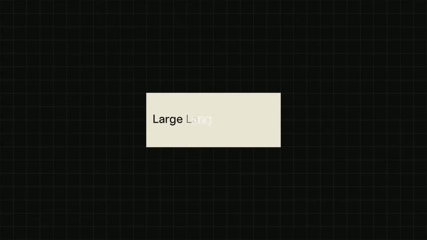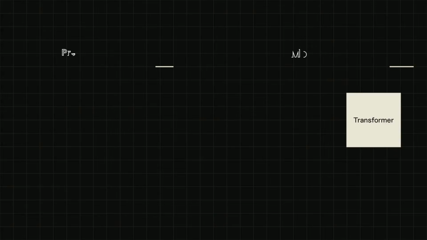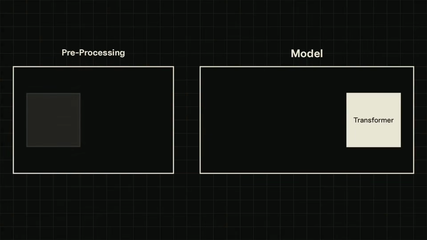When most people talk about large language models, it's easy to come away with the impression that the model is just a transformer. After all, self-attention is the idea that gets the most attention, and for good reason. It is the breakthrough that made modern language models possible. But if we zoom out for a moment, the transformer is only one stage in a much larger pipeline.